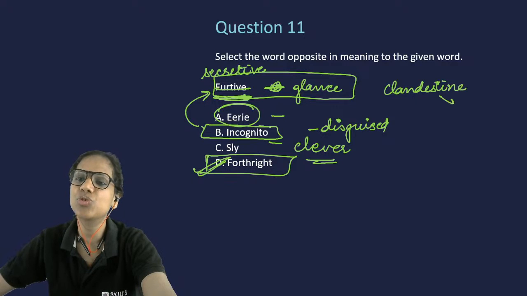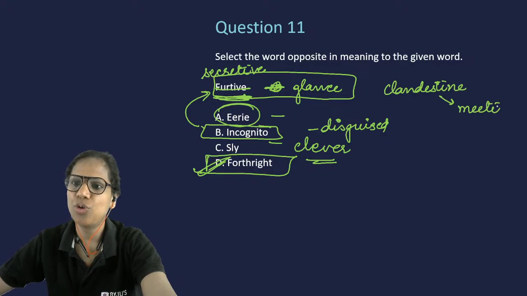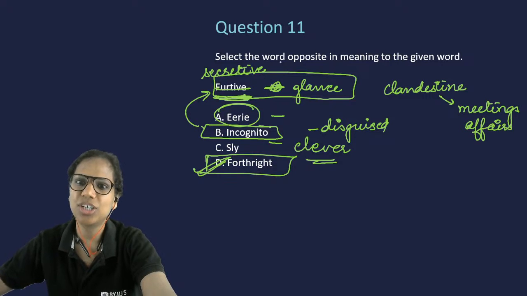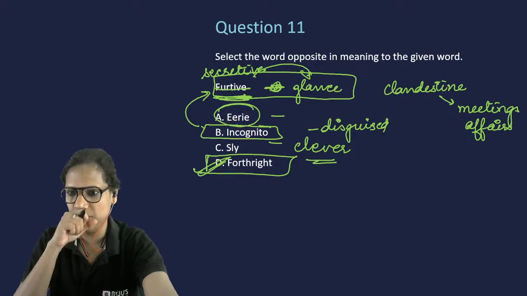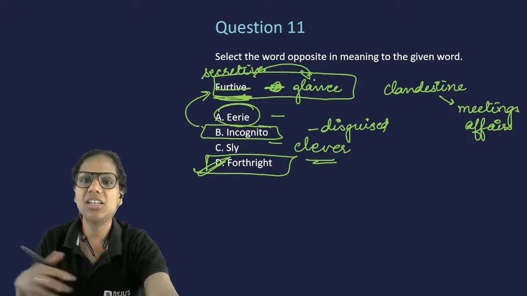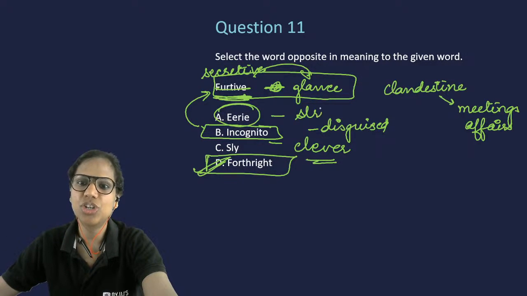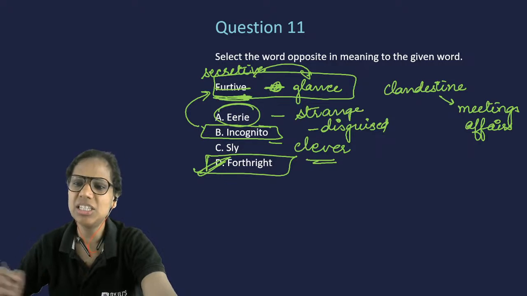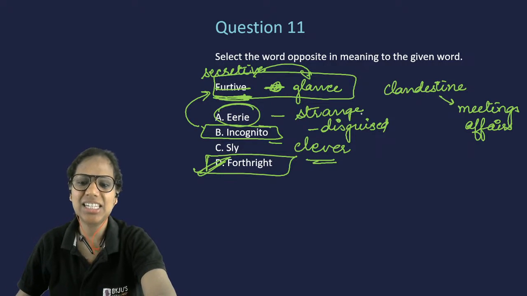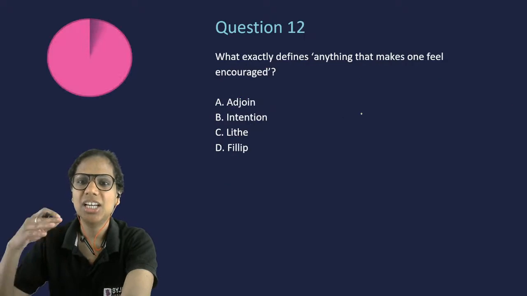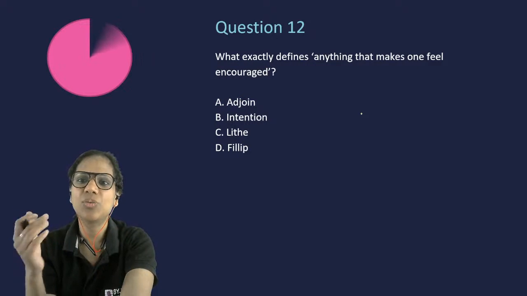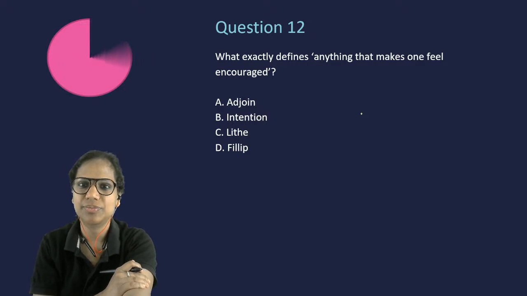Clandestine is usually used for meetings, for affairs, right? Furtive, usually you will see it in the context of glances. Eerie silence in the room would mean a strange silence in the room. Eerie means strange, right? So, hope this is clear. You learned some new words. Okay, this is your one word substitution.